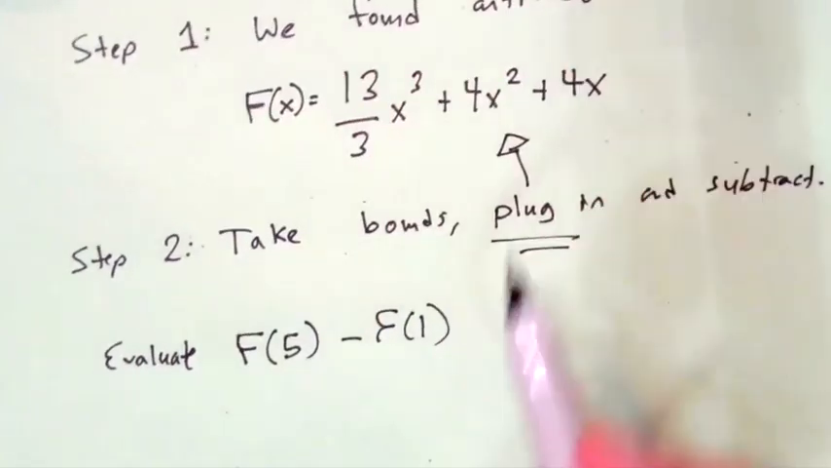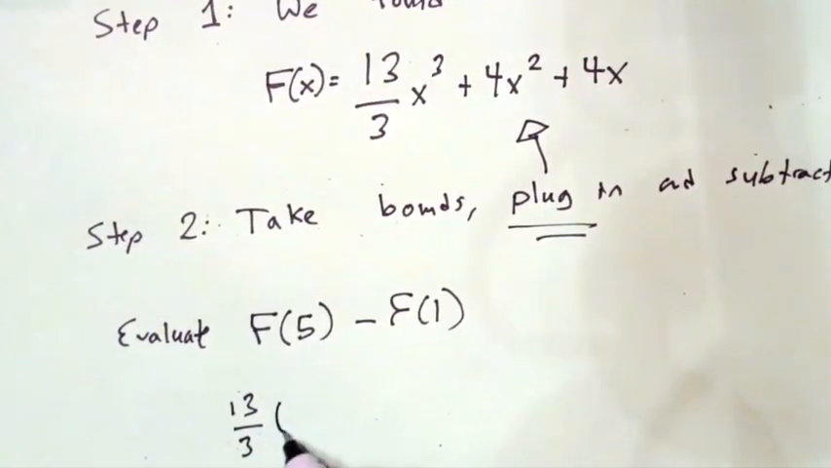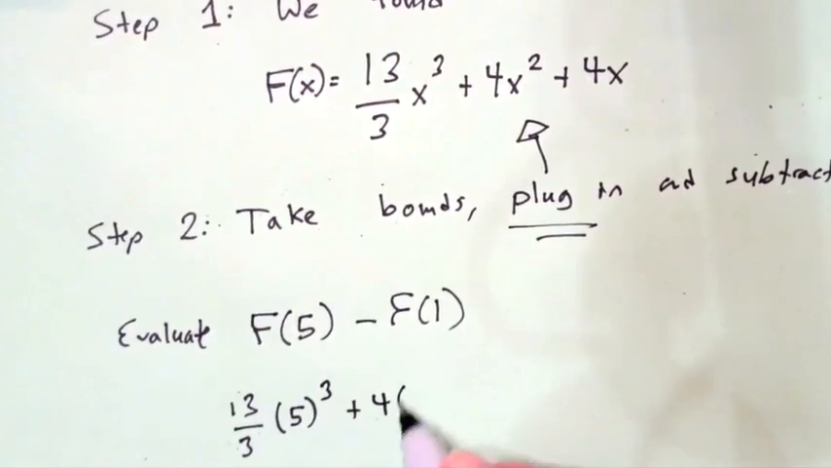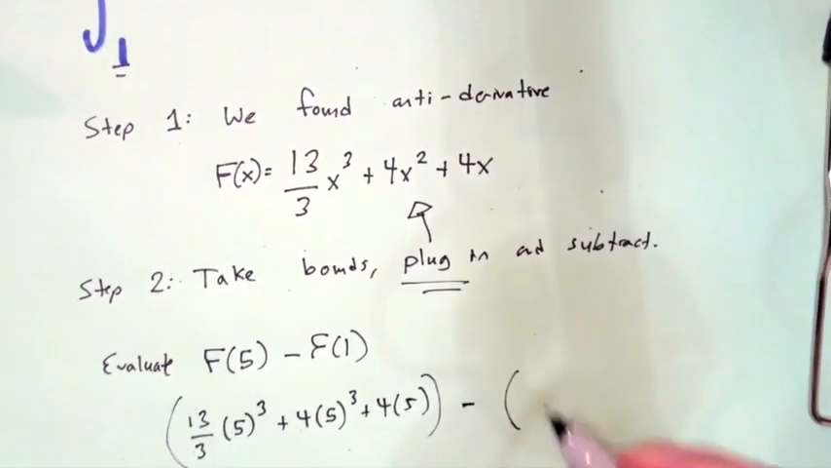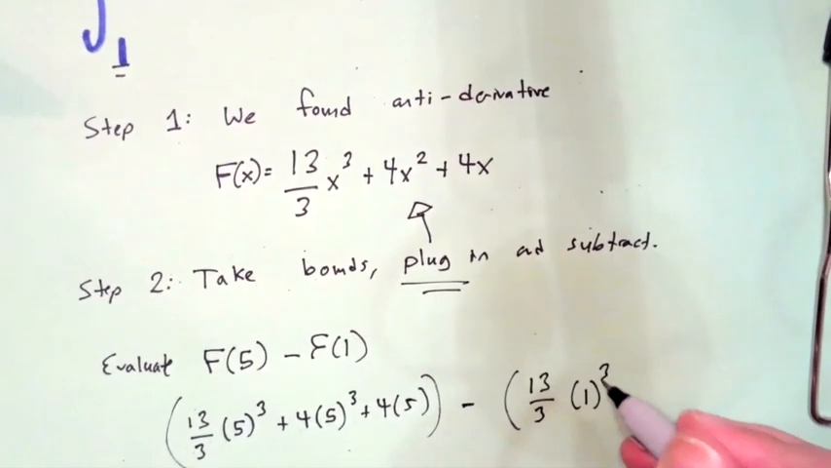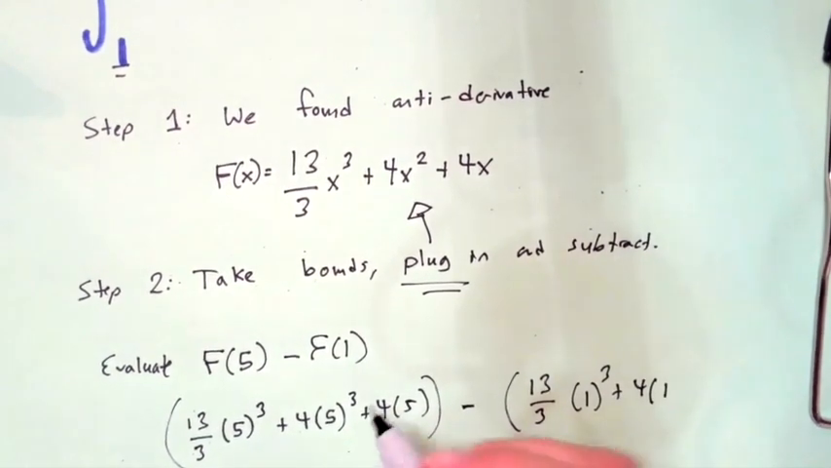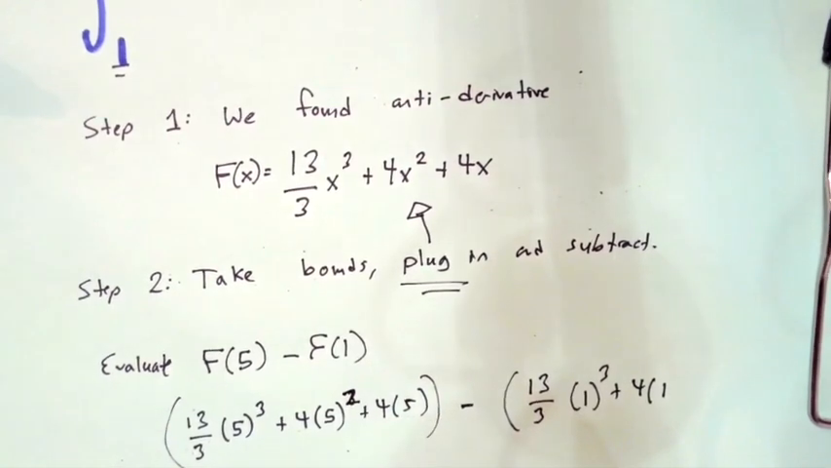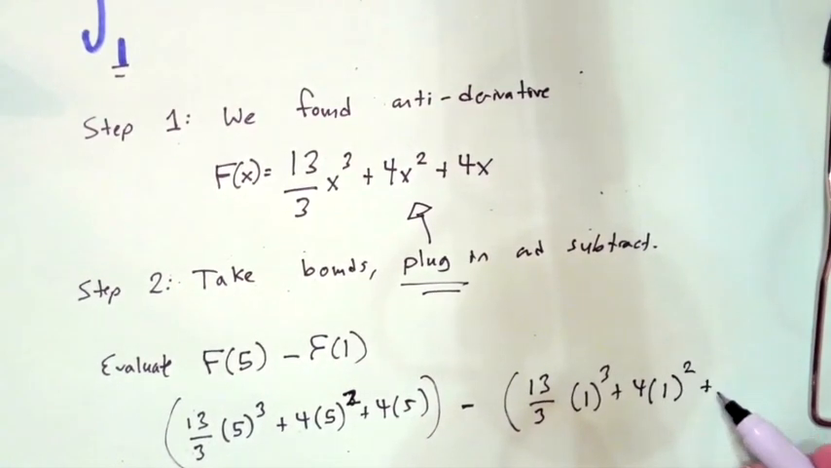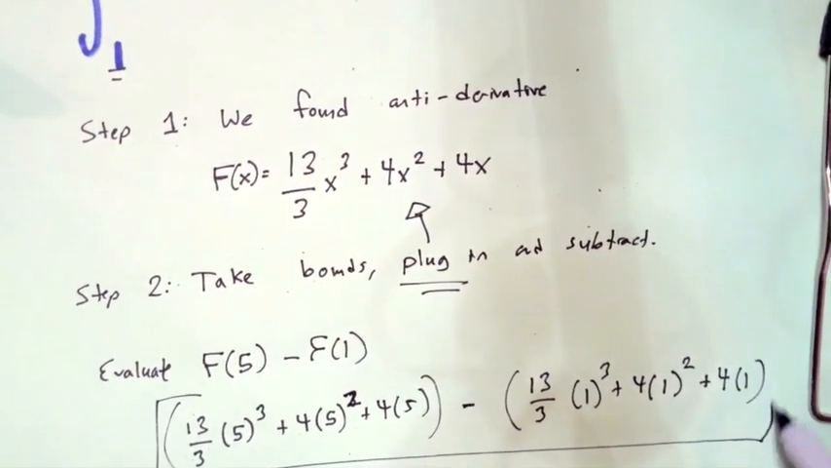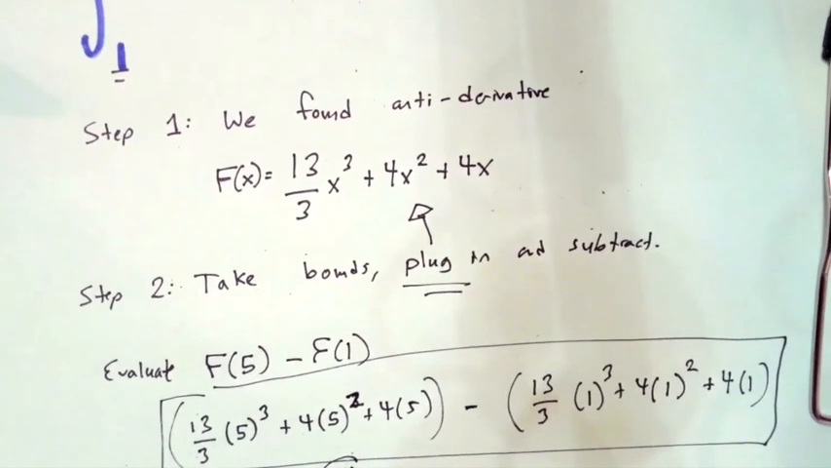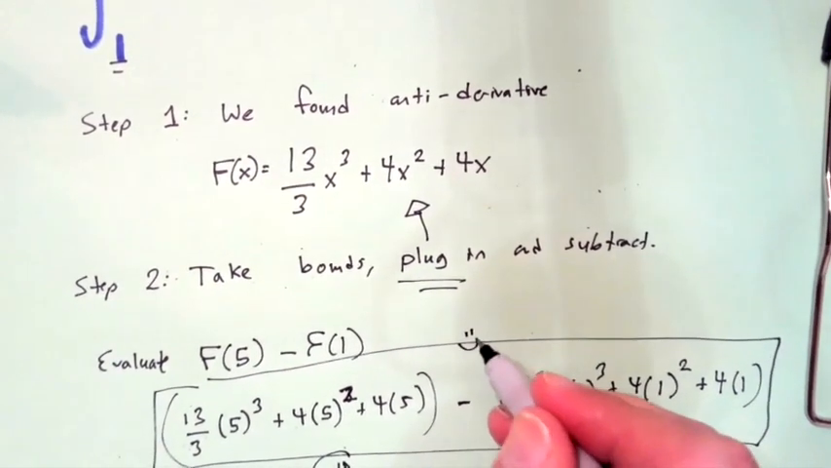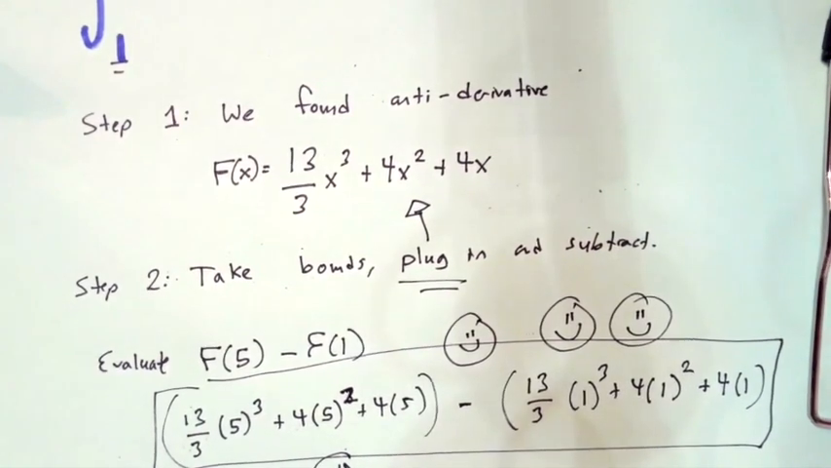So F of 5 will be 13 over 3 times 5 cubed plus 4 times 5 squared plus 4 times 5, minus 13 over 3 times 1 cubed plus 4 times 1 squared plus 4 times 1. If you calculate this, this will reduce to a number that is the answer. Of course, this is also a correct answer. We don't necessarily have to simplify it. This is the final calculation we would need to do to get the answer.